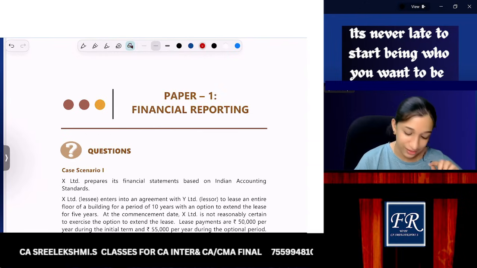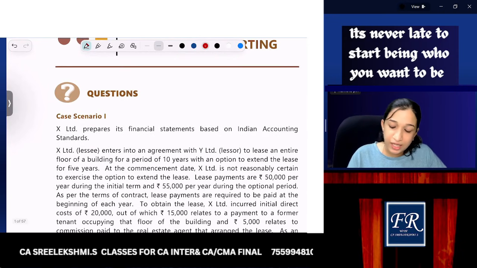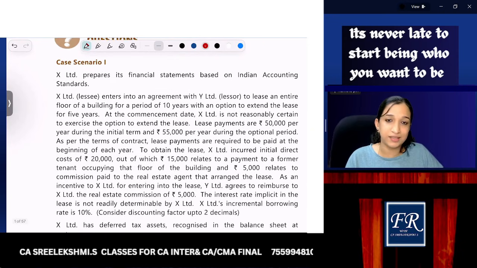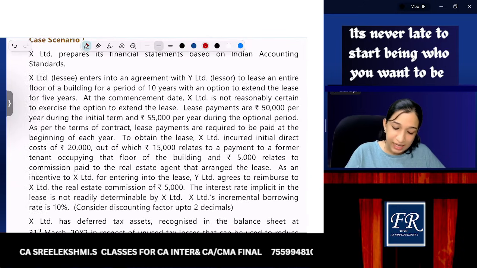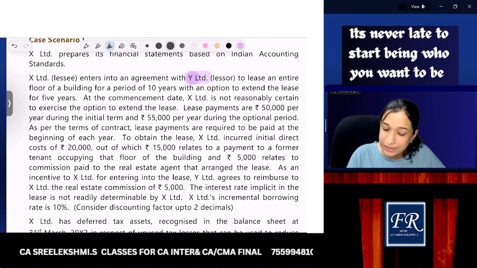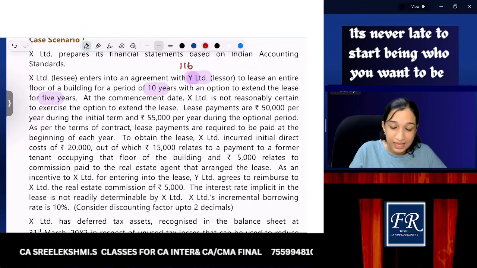So let's do case scenario number 1. X Limited prepares its financial statements based on Ind AS. X Limited, lessee, enters into an agreement with Y Limited, lessor, to lease an entire floor of a building for a period of 10 years with an option to extend the lease for 5 years. So this is Ind AS 116 Leases, and the lease period is 10 years with an option to extend for 5 years.